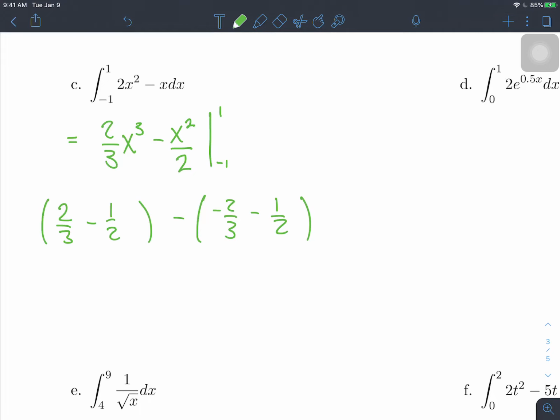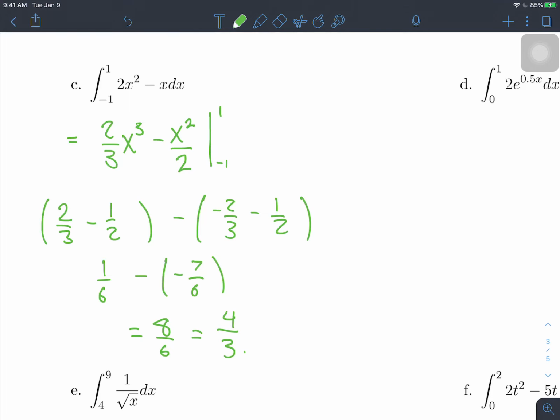Okay, so this is 4/6 minus 3/6, which is 1/6, minus parentheses -4/6 minus 3/6, which is -7/6, which equals 8/6, which equals 4/3.